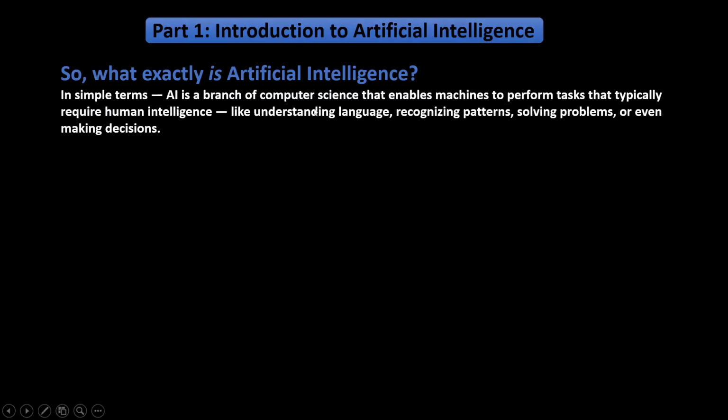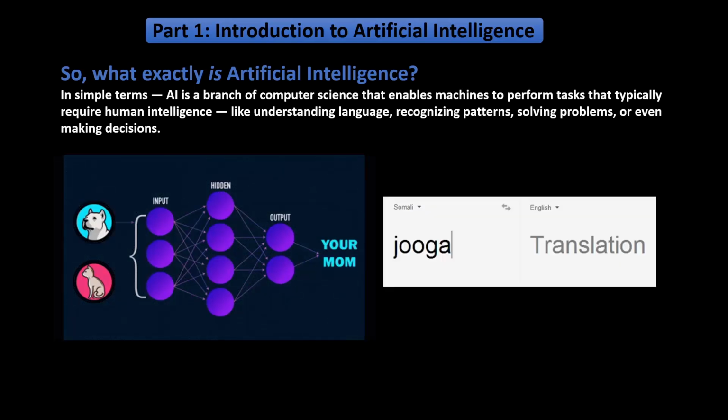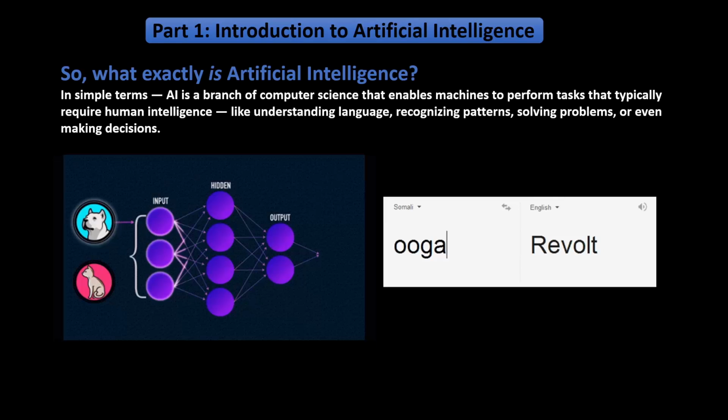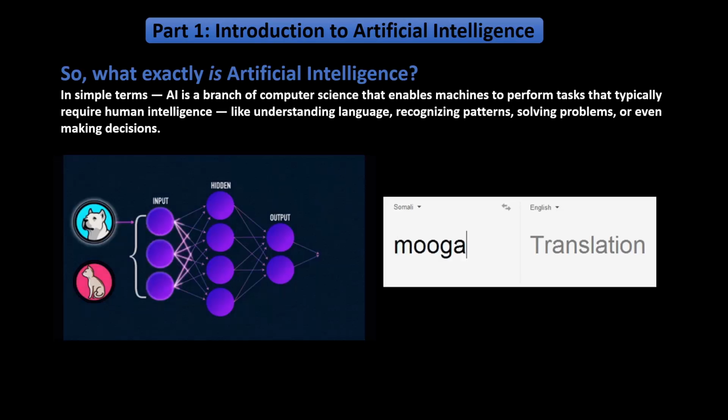Part 1, Introduction to Artificial Intelligence. So what exactly is artificial intelligence? Artificial intelligence has the ability to replicate human intelligence. But in simple terms, AI is a branch of computer science that enables machines to perform tasks that typically require human intelligence, like understanding language from text or audio, recognizing patterns in images and videos, solving problems, or even making decisions.